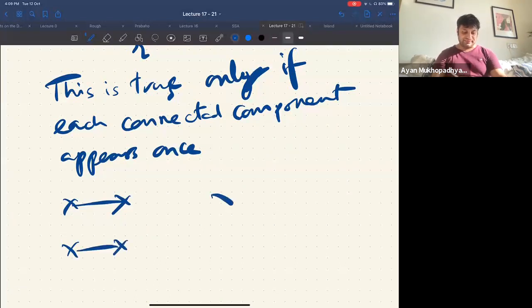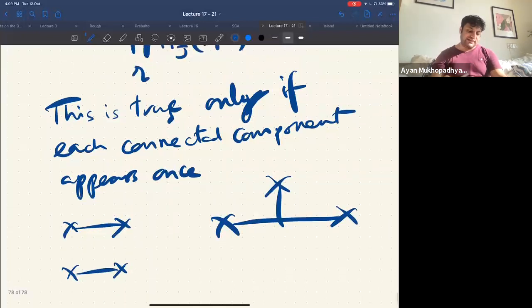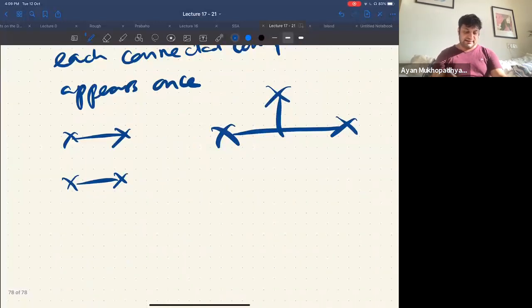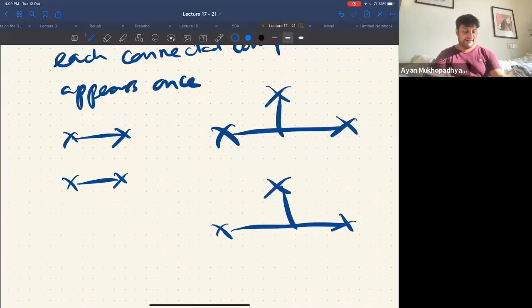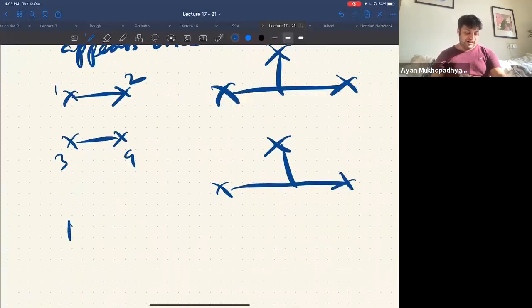Suppose you have this thing. Now what goes wrong? Actually, it doesn't matter, the distinction between J and V doesn't matter at all. Let us say this component appears twice and this component appears twice. Now it is very easy to see, you can simply permute 1, 2, 3, 4, for example. You can simply take 1 with 3 and 2 with 4, right?